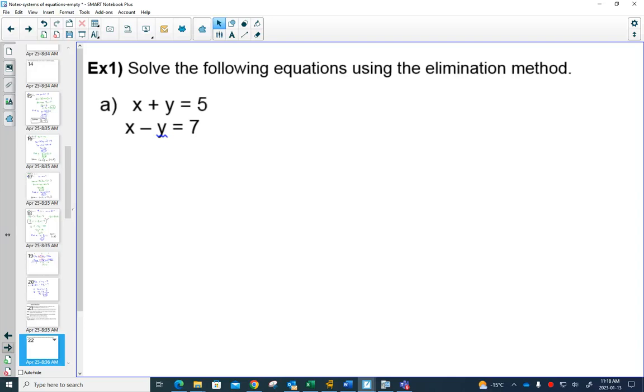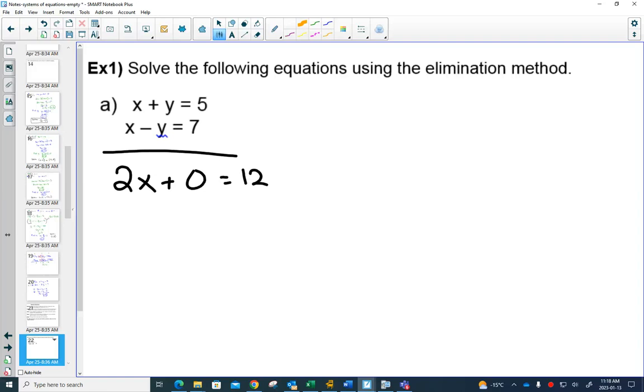So, can you add these two together? Yes. What will eliminate if we do? The y's, because x plus x, that will be 2x. Y plus negative y, that will eliminate and give you 0. And then 5 plus 7 is 12. Divide both sides by 2, because we want to get x by itself. And we get x equals 6.